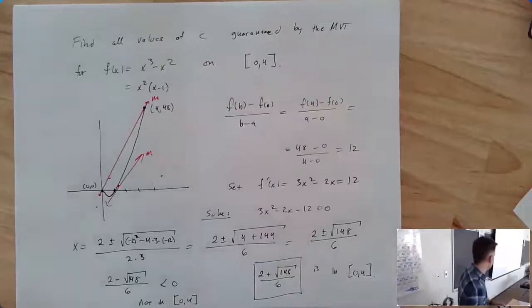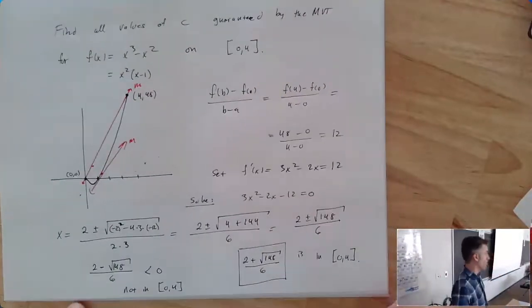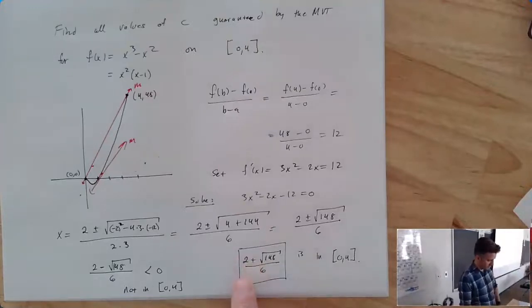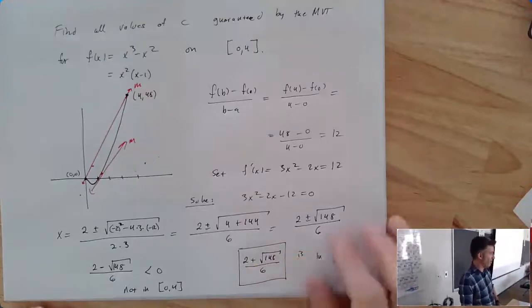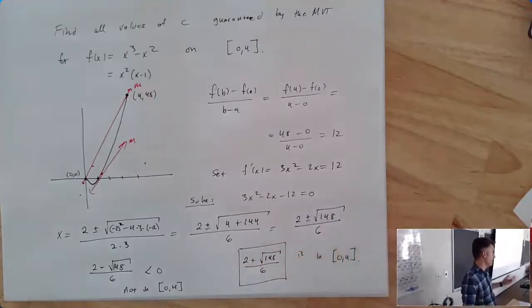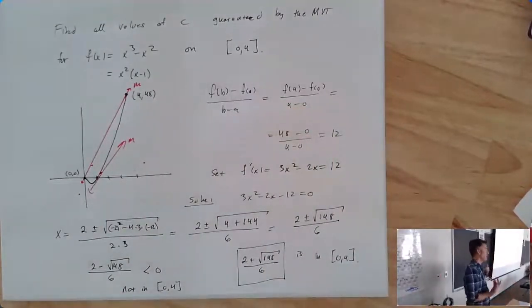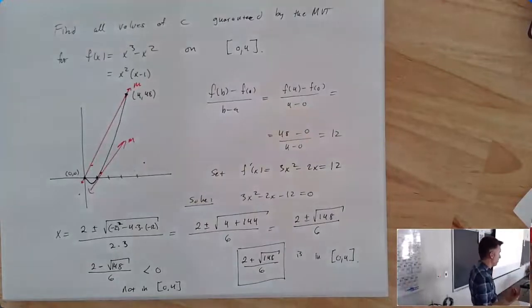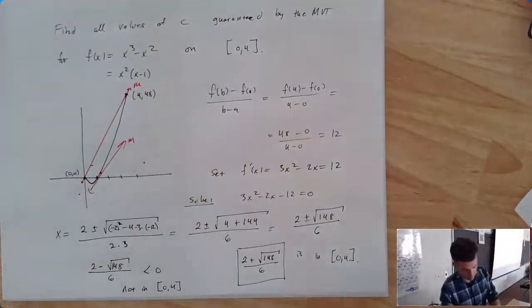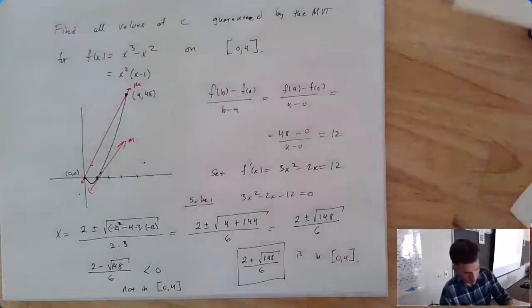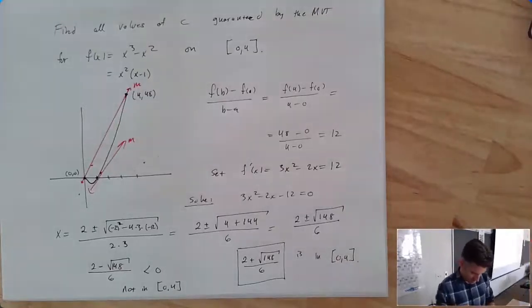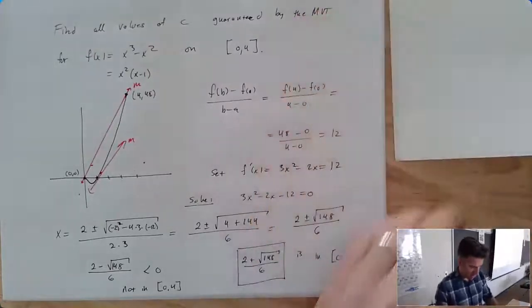You could then make the mental argument that 148 is close to 144, and the square root of that is close to 12. And so you've got a number that's close to 2 plus 12 divided by 6, which is like 14 divided by 6, which is definitely less than 3. So we're for sure between 0 and 4, so we're safe. But you don't have to do any of that because the mean value theorem tells us that you get a number for sure. So those are the kind of questions that people typically ask with the mean value theorem. They're not very exciting.